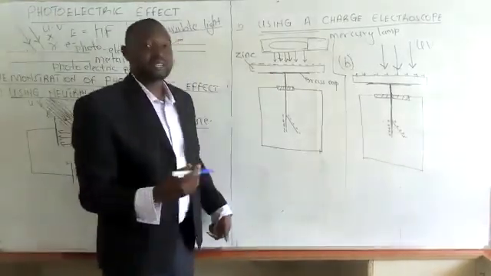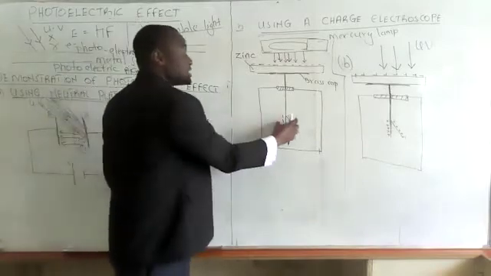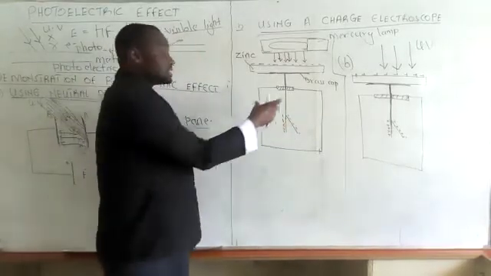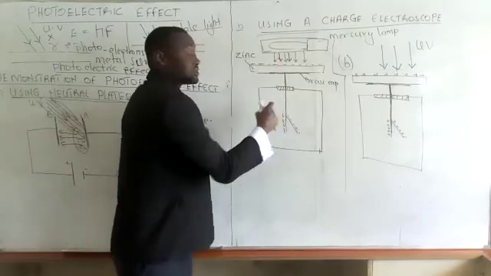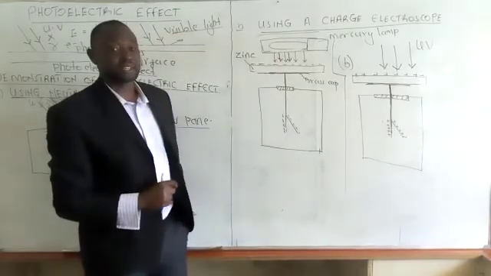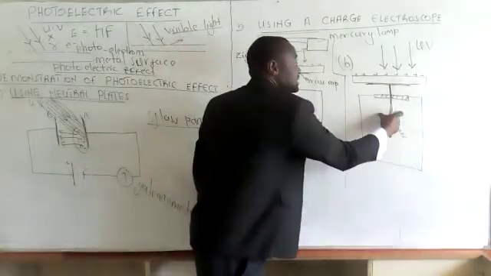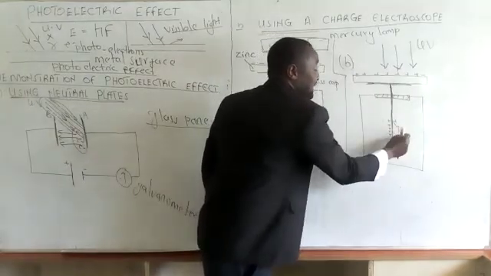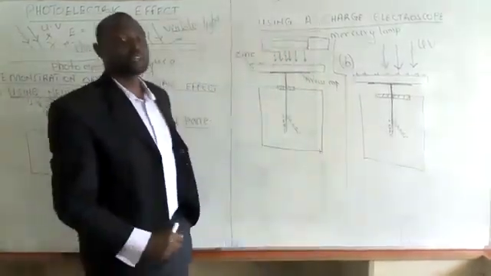When it is discharged. That is, when it becomes neutral. So there will be an effect of neutralization in this negatively charged electroscope. But in this case, there will be no effect. The divergence of the leaf will not change.